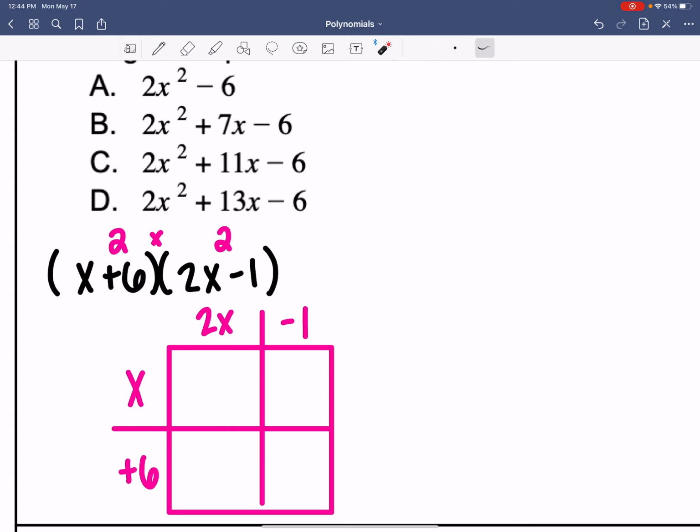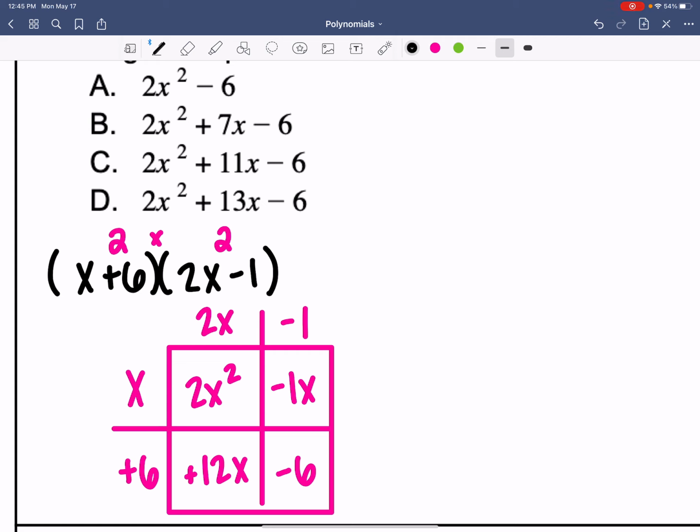And now we multiply. X times 2x is 2x squared. X times negative 1 is negative 1x. 6 times 2x is 12x. And then 6 times negative 1 is minus 6, or negative 6. Now I do want to make sure that we put a positive 12x there.